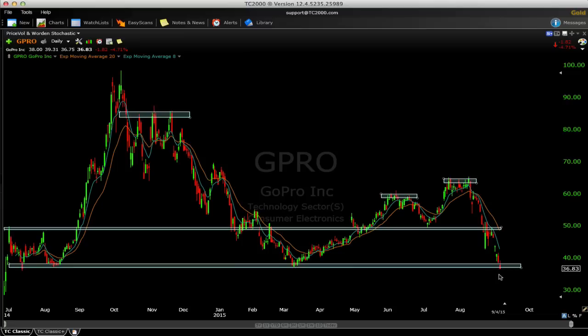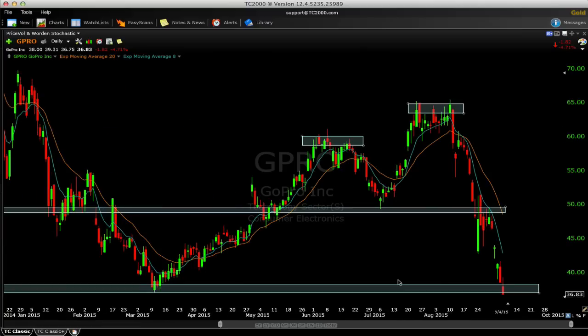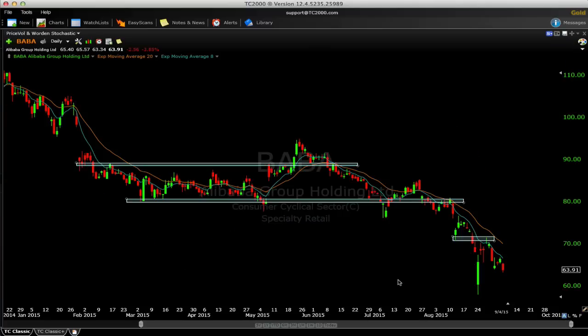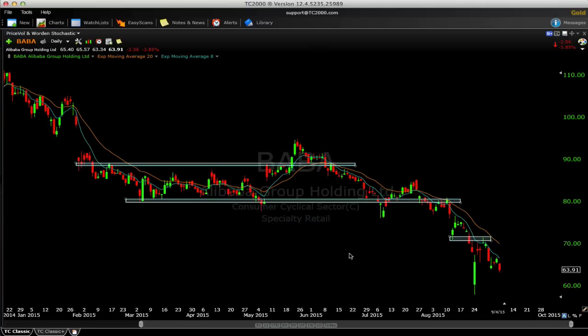It is at a very interesting area. These are the lows from July and August. Not quite the all-time lows, but very close to it, and basically below $36 it might as well be, because it's going to be a very quick fall since there isn't too much previous price action below this area. So very concerning here for GoPro. Let's see if it can reverse next week. Otherwise, it's at an interesting area if that's your trading style.